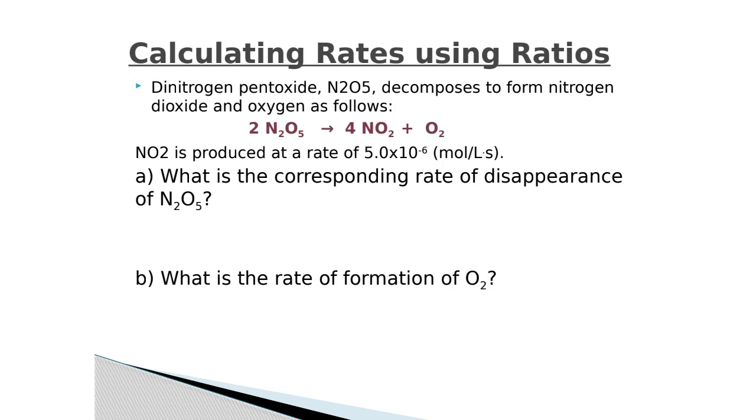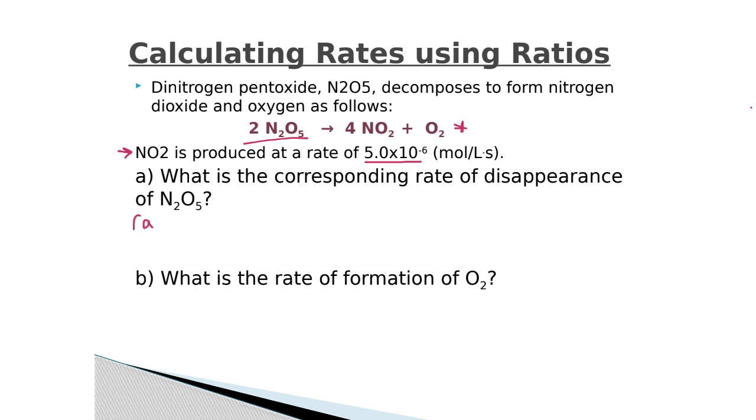So you can calculate rates of reaction graphically, but you can also calculate them using mole ratios. And here is an example of a chemical reaction where we already know the rate of a reactant or a product. So they're telling us right here that nitrogen dioxide is produced, so this is a product, at a rate of 5.0 times 10 to the negative 6 moles per liter second. That's how you would read that. So they're saying, what is the corresponding rate of disappearance of N2O5? So they're asking us, what would be the rate of that reactant disappearing?